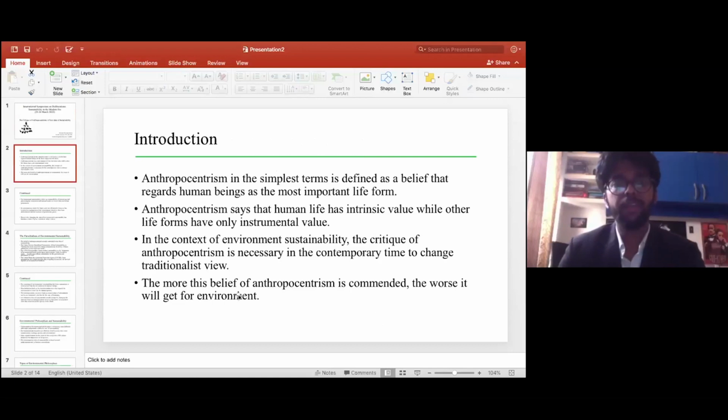To begin with, anthropocentrism in the simplest term can mean human centeredness. It is defined as the belief that regards human beings as the most important life form. It advocates that human life has intrinsic value while other life forms, such as plants and animals, have only instrumental value. In the context of environmental sustainability, this critique is important because the current idea of sustainability is based on this anthropocentric or instrumental view.